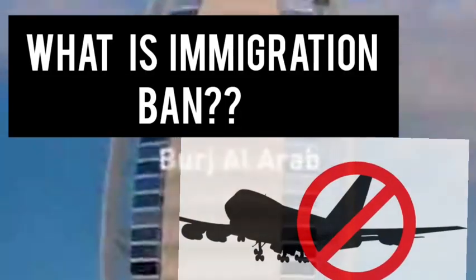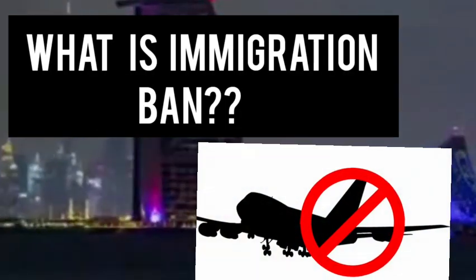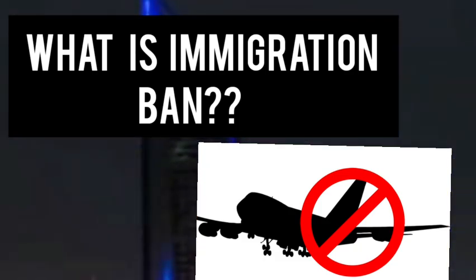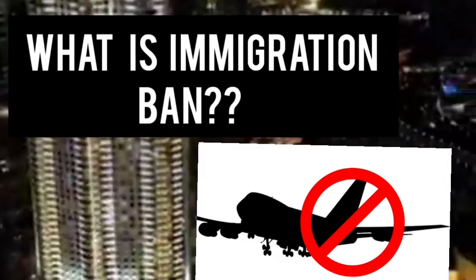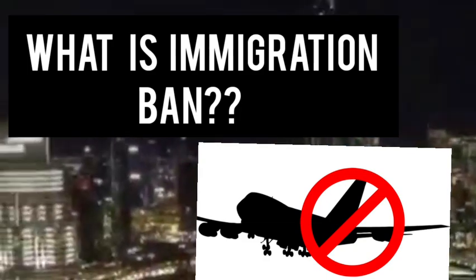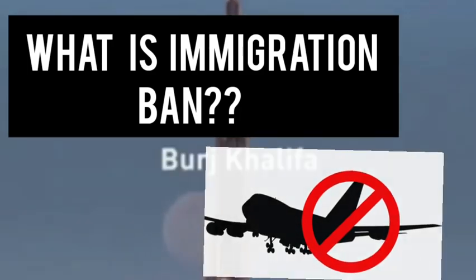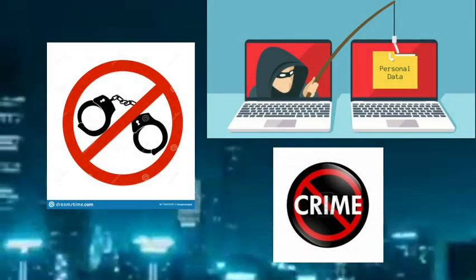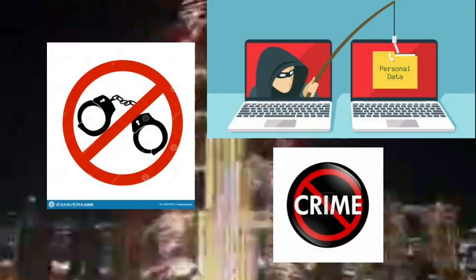What is immigration ban? Immigration ban is a kind of ban that means that a person is not allowed to enter or have a residency visa in the UAE. Generally, one is given a ban due to immigration problems because of a criminal record, which is one of the reasons, as well as when an employee has absconded from their work.